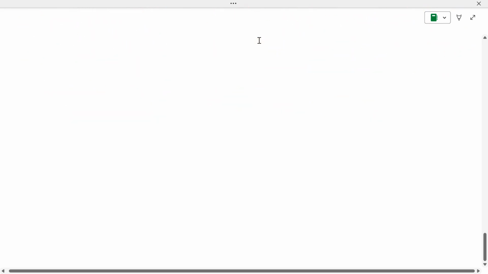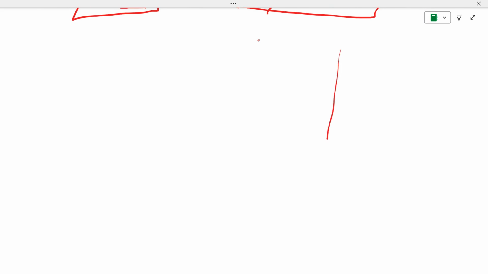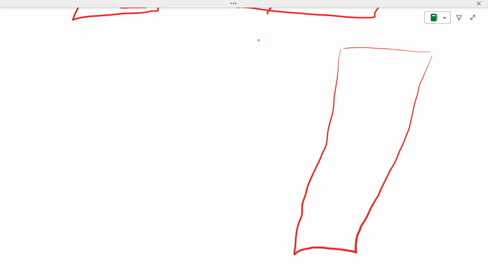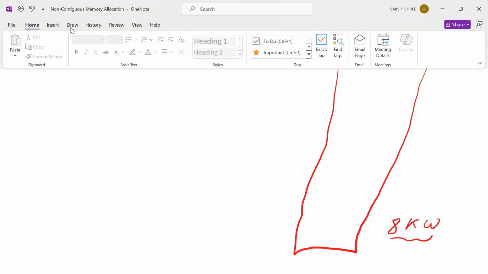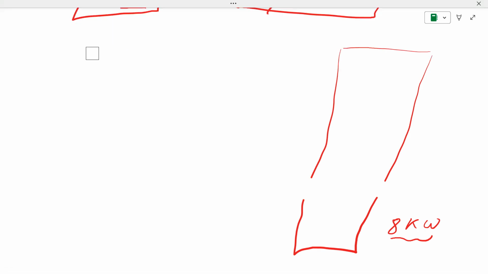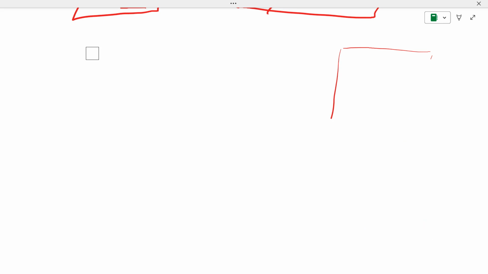Now, let's draw the diagram of how the mapping occurs. Let's say we have this logical address space here, which is how much? 8 kiloword. Let me redraw it again, because the diagram is a little bit not straight. This does happen when we are writing on the board with the pen. So let me redraw it.